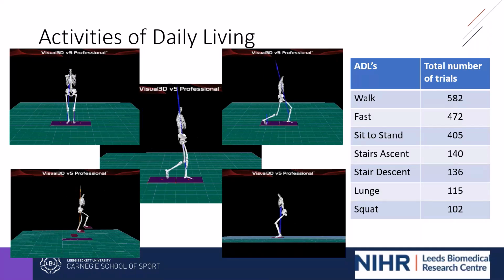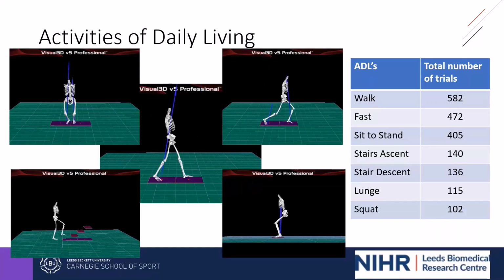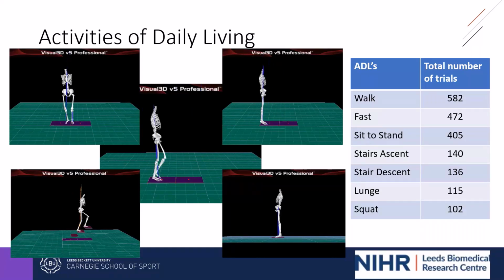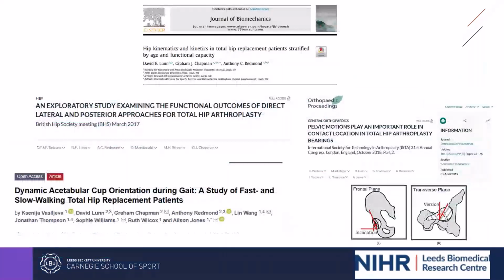So after we'd collected this data, this was our inverse dynamics, and we knew we'd collected some nice data to be able to publish off the back of this without any actual musculoskeletal modelling data. And these were a number of the studies that we collected, some just looking at the hip kinematics and kinetics, stratifying by their age and functional capacity. Other studies looked at things like the dynamic acetabular cup orientation, which was conducted by Ksenia Vasudjeva when she was a PhD student at the University of Leeds.